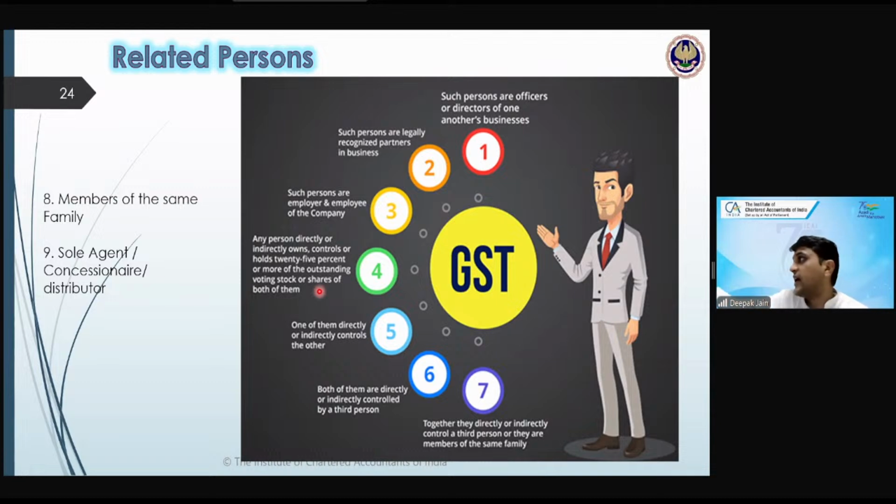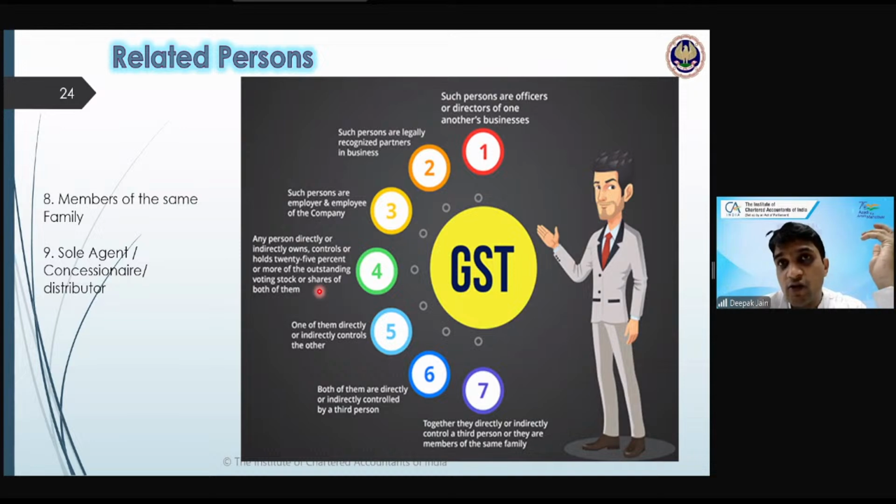Then, if one of them directly or indirectly controls the other. He is not a shareholder, but he's controlling. He's a major decision maker. Then that person, and this company also, becomes a related person. Both of them are directly or indirectly controlled, that is, there are two entities being controlled by one person or one entity. One holding company having two subsidiary companies. These two subsidiaries are also related persons.